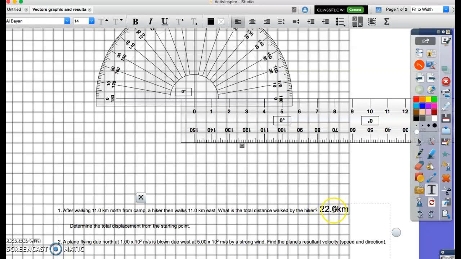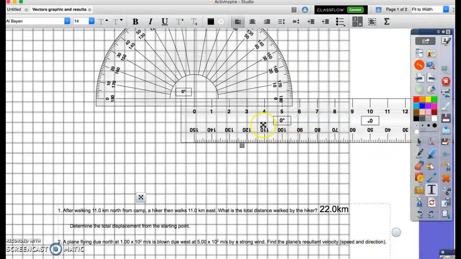So he walked a distance of 22.0 kilometers, and we don't need to put a direction because it's asking for distance. And distance is a scalar quantity. It just has an amount. It does not have a direction. Now, on the other hand, it also asks us what's the total displacement from the starting point.